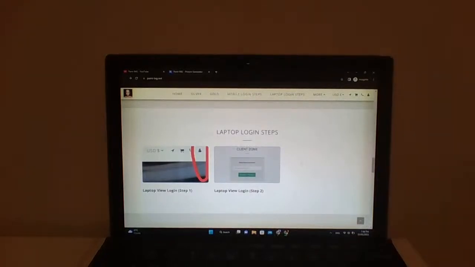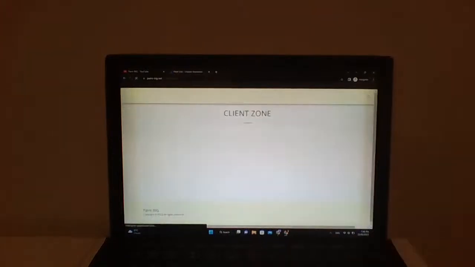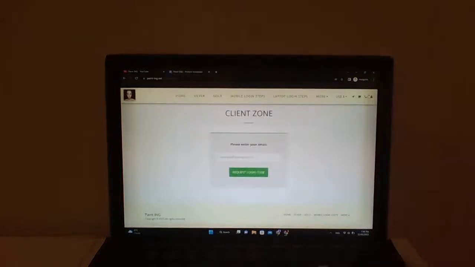The next page shows the login steps for a laptop. If you're viewing on your laptop like me, these are the steps to log in. So you click on this symbol, this little picture, on the top right corner. It will direct you to this client zone, where you can enter your email address and request a login code.